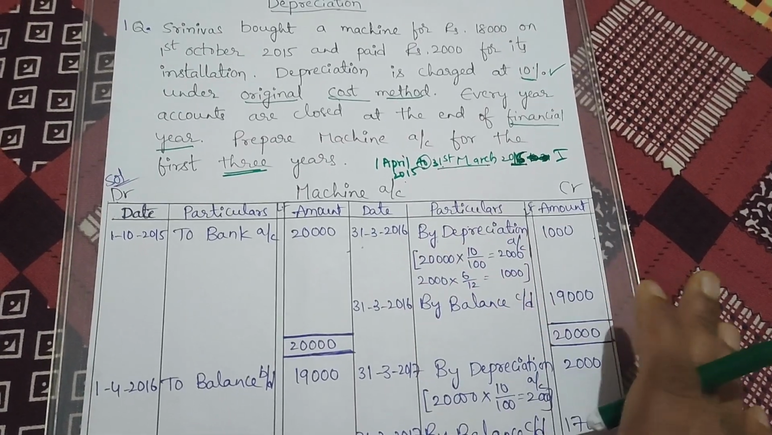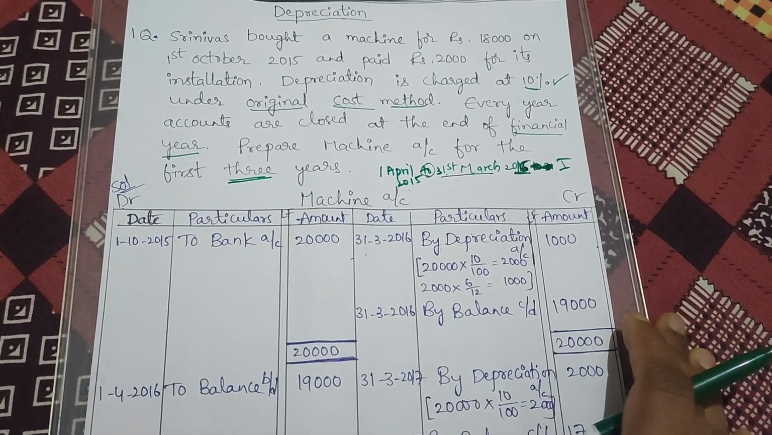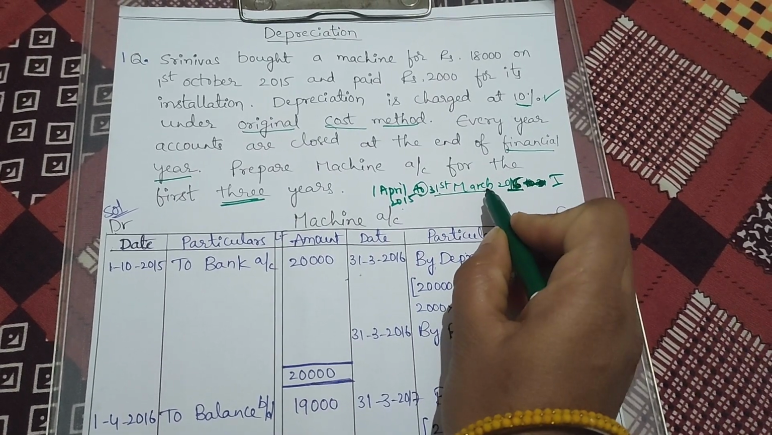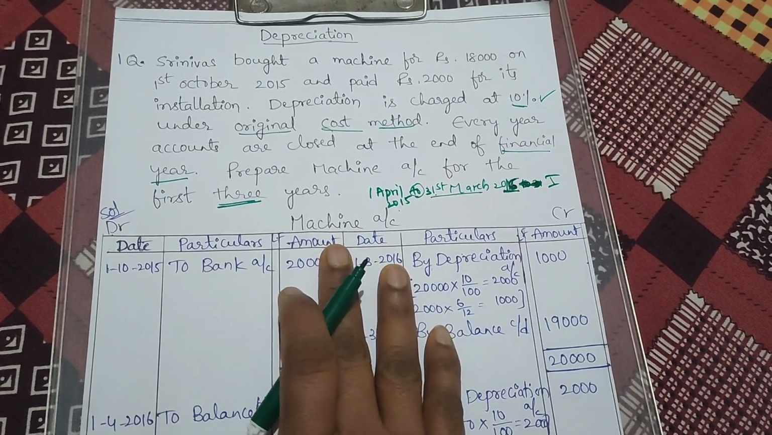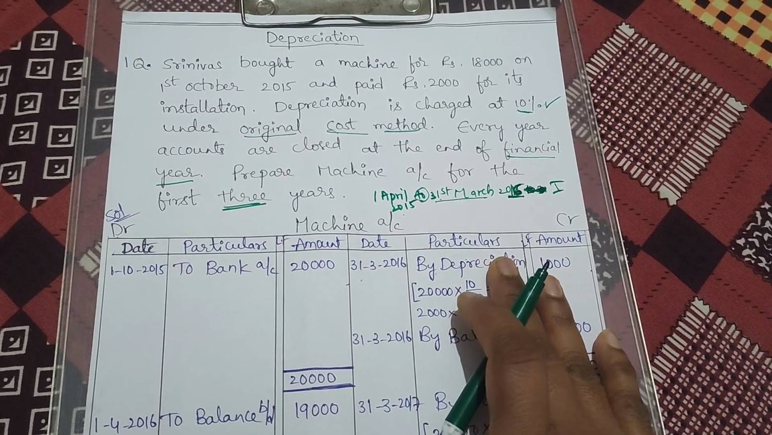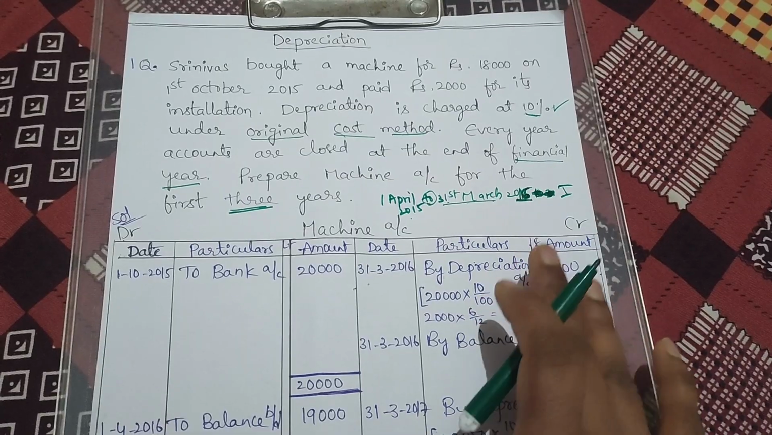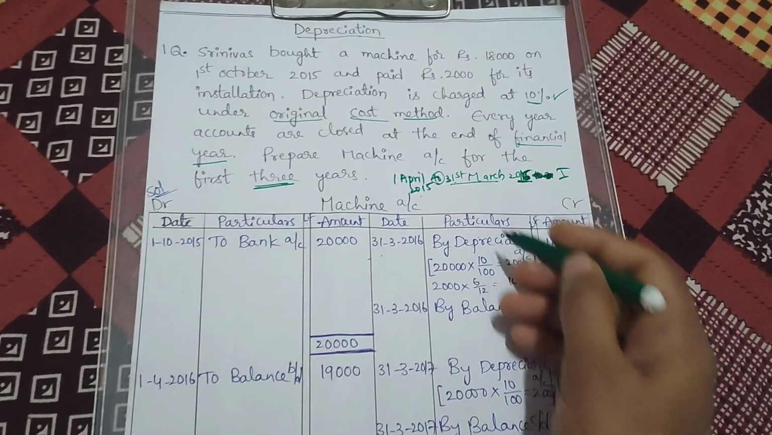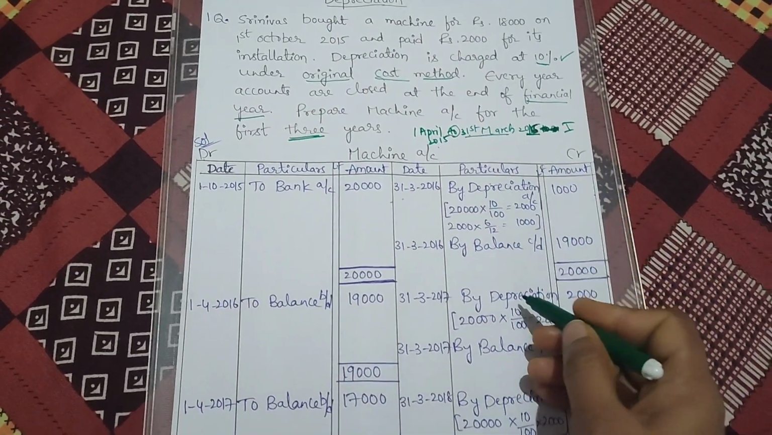Next, every year at the end of the year, means on the closing day, the business calculates depreciation and records it in this account. That depreciation will be shown on the credit side every year. They calculate depreciation only once every year on the closing date, so always in every year we have to write depreciation.